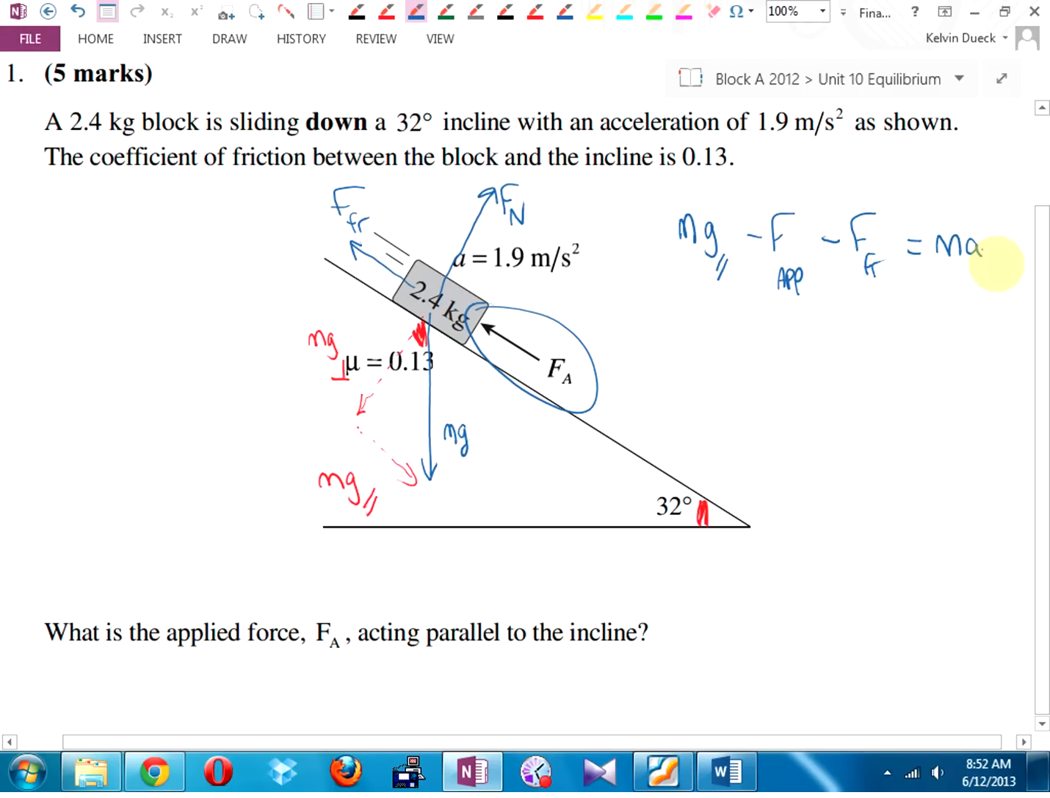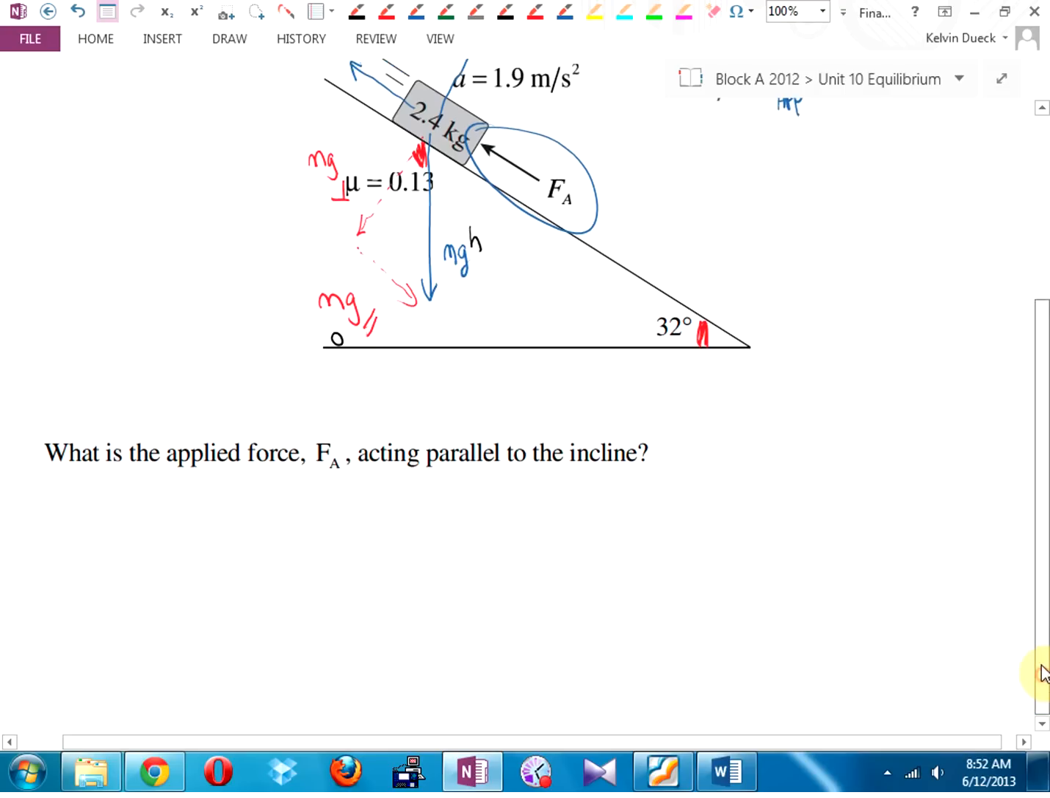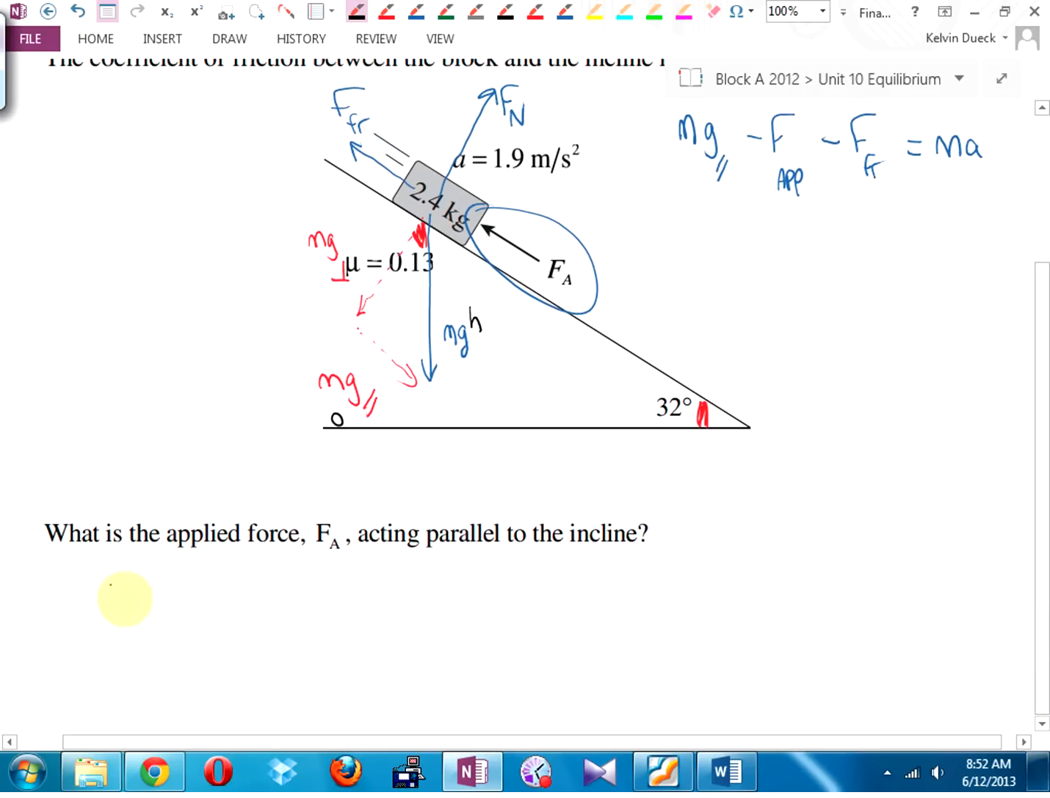mg parallel, let's see. This was hypotenuse, this was opposite. We know the hypotenuse. I think mg parallel ended up being sine. In fact, I think someone here said that specifically for these diagrams, two lines is sine. Well, you can use that, or you can rederive it. If I try writing my equation, it's going to look like this: mg sine 32 minus, that's what they're asking me to find, the applied force. I'll get that by itself in a second.